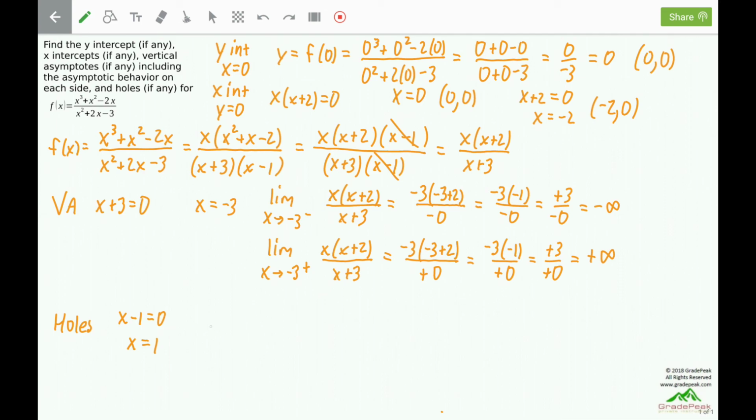We can find the corresponding y-coordinate by plugging that x-coordinate into the fully factored canceled version of the function, which will give 1 times 1 plus 2 divided by 1 plus 3, which will be 1 times 3 over 4. And there's the corresponding y-coordinate. So the x-coordinate is a 1, the corresponding y-coordinate is a 3/4, and there will be a hole in the graph at the point 1, 3/4.